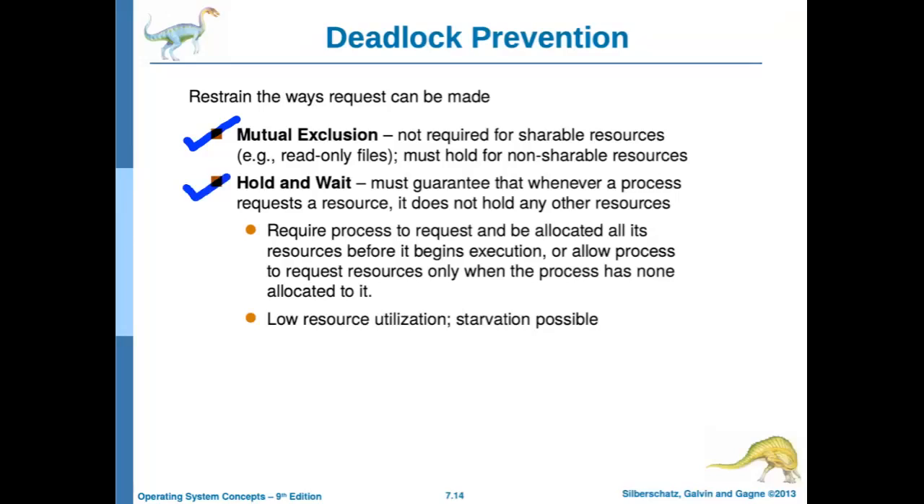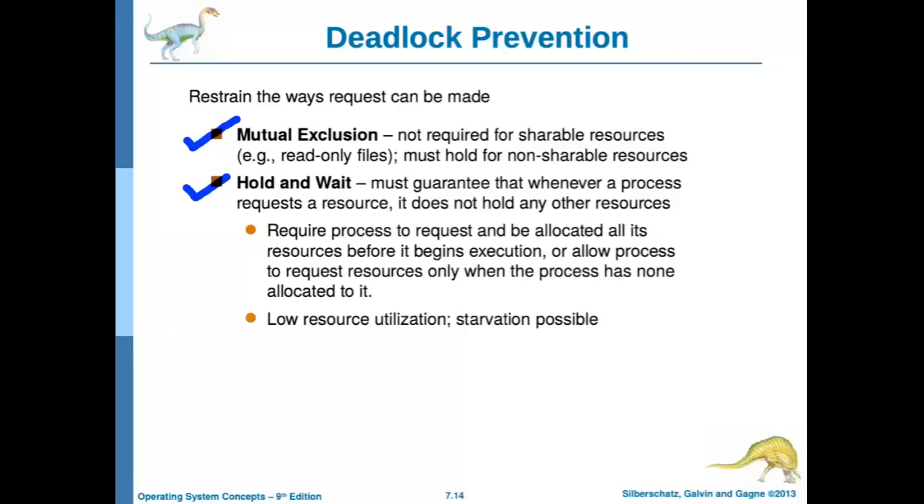the operating system will guarantee, or rather enforce, some sort of protocol where a process must request a resource if and only if it does not hold any other resource. So for example, if I need one resource, I can make a request for that, but I should not hold any other resource. To implement hold and wait prevention, the operating system requires a process to request to be allocated all its resources before it begins execution.